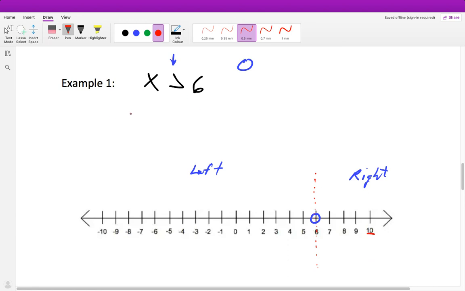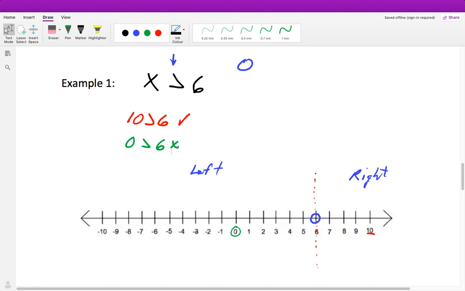I'm going to plug it in for x. Is 10 greater than 6? Yes, it is. So that means that this side of the region is going to be a solution, so I know that my graph is going to have to be on that side. If I try a number from the left-hand side, let's just try 0, because 0 is really easy to work with. Is 0 greater than 6? No, it is not. So I know that this side is not going to be a solution.